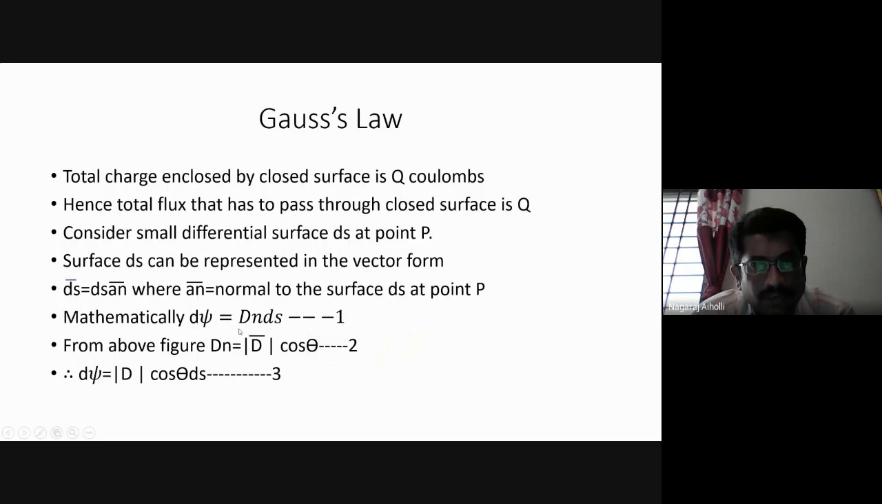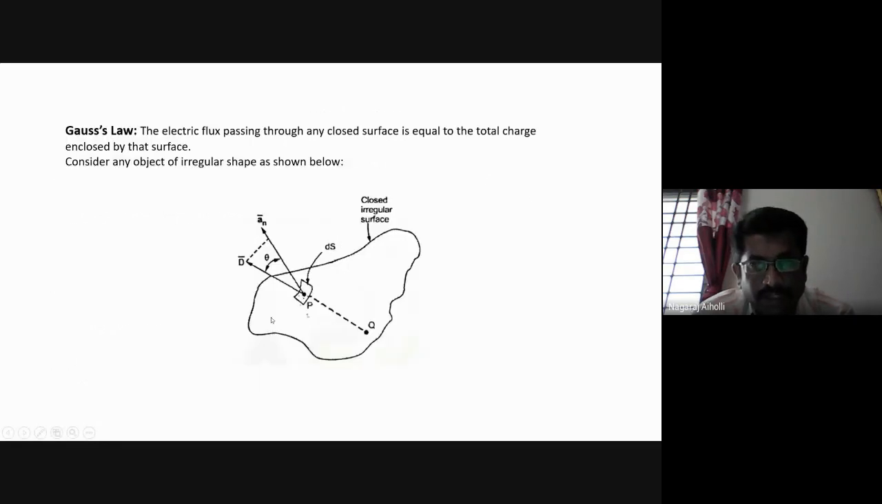Mathematically, d psi is equal to dn into ds, correct? Because electric flux density is flux divided by area, that is d psi divided by ds is electric flux density D. Therefore, d psi I can write as dn into ds. Then what is dn here? Dn is the normal component, or the component along the unit vector direction.